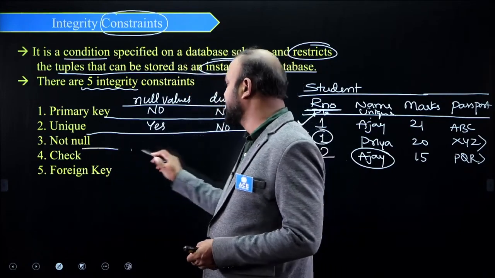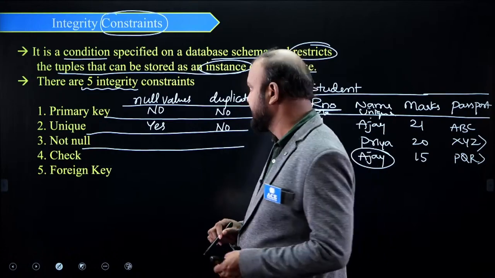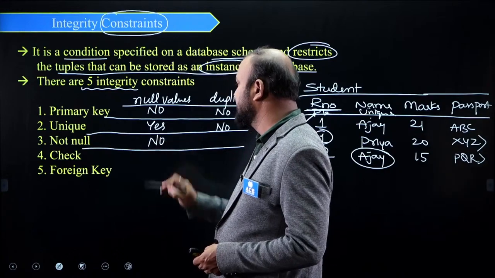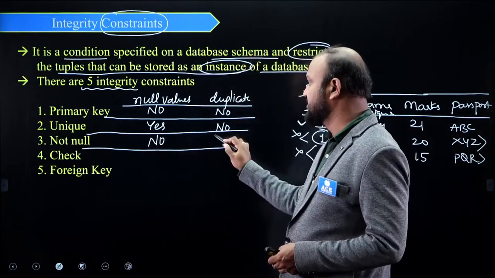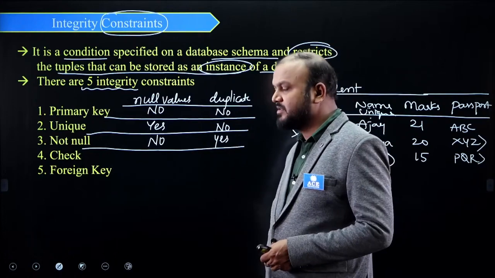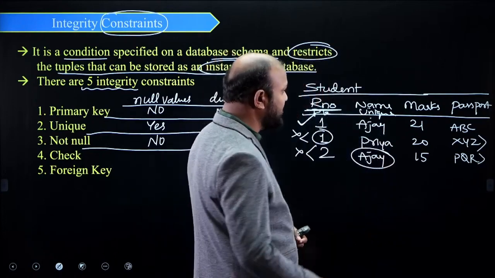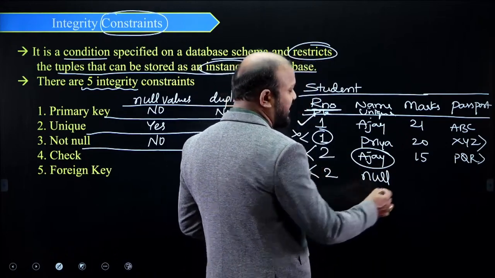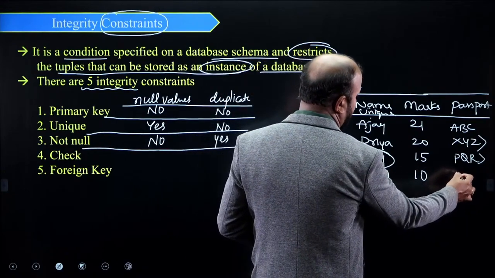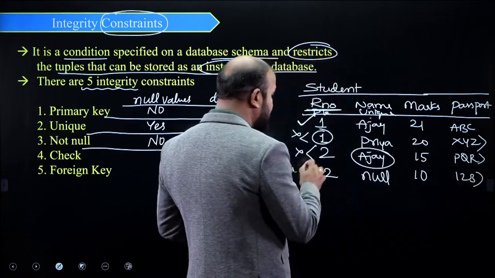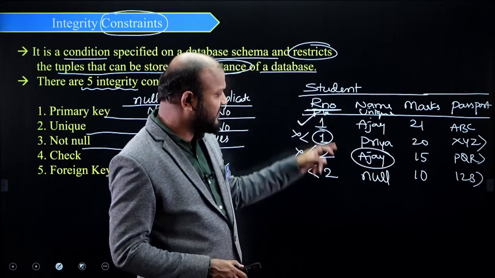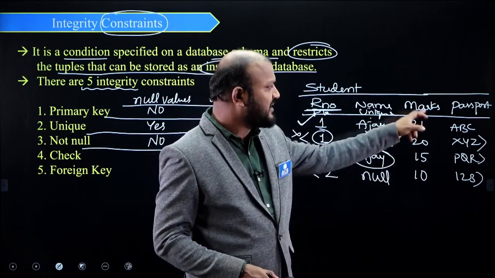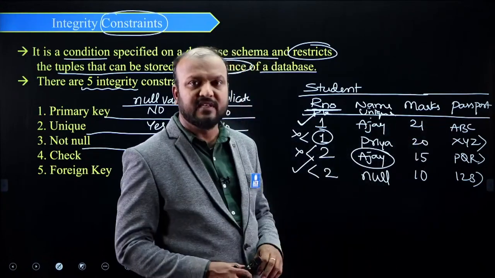And not null. Look, the name says not null. It should not allow any null values. Null is not allowed, but duplicates are allowed. See, in unique you can have a null. If you try to insert roll number 2, null, 10, 1, 2, 3, something like this, it is going to be allowed. Why? Because the primary key is satisfied. Here unique will allow a null value and there are no other constraints on that. This tuple is going to be inserted.